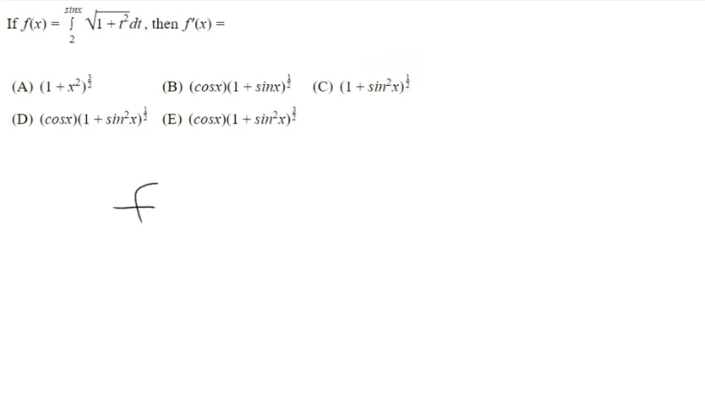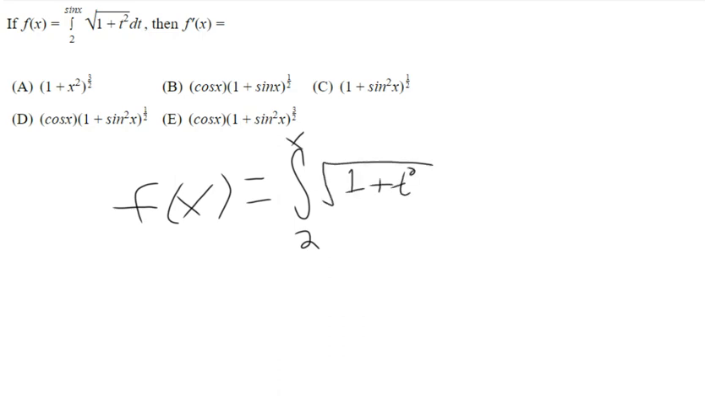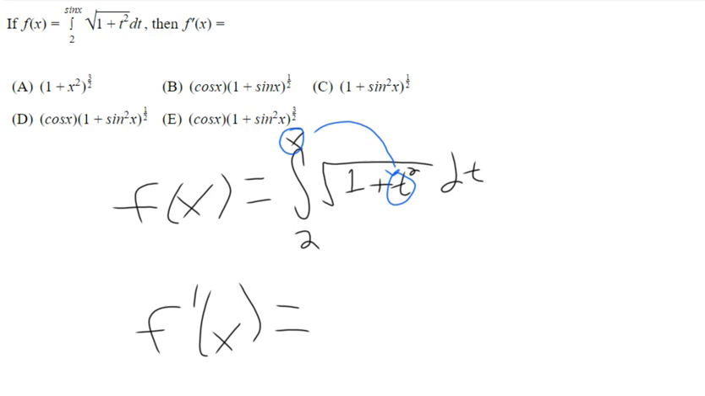Let's see what that would look like if we had f of x equal to the integral from 2 to just x of square root of 1 plus t squared dt. Then this would be very easy to differentiate because we could just use the fundamental theorem of calculus part 1, which tells us that all we need to do is take this x and plug it in for the t right here. And we would find out that this would be equal to the square root of 1 plus x squared.